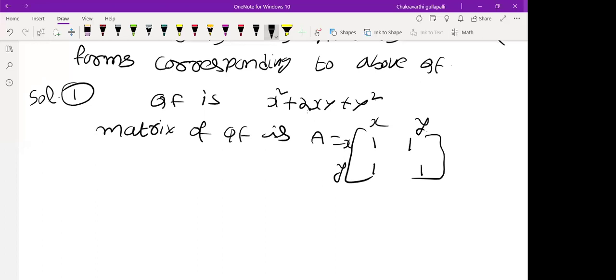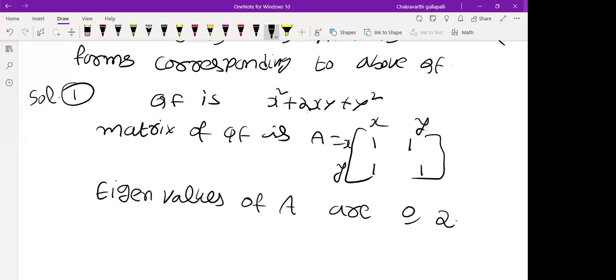Now, to find the nature, you have to find the eigenvalues. So, what are the eigenvalues? Any one of you, can you tell me? 0, 2. Very good, because we know the shortcut. If all ones are there, the eigenvalues are 0 and n, where n means the order. How many zeros? n minus 1. That is 2 minus 1, 1 zero. That is the shortcut we have seen.